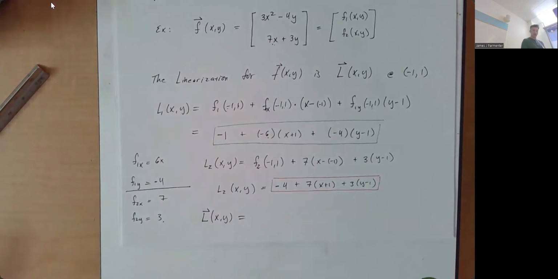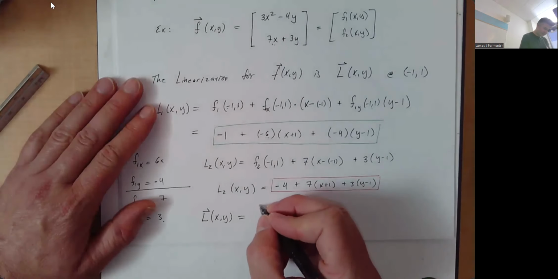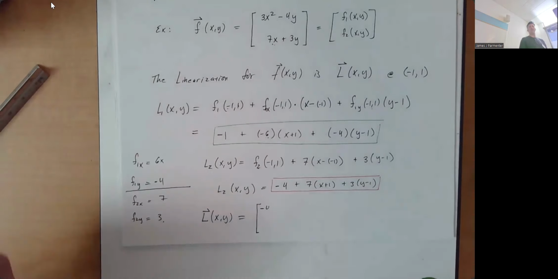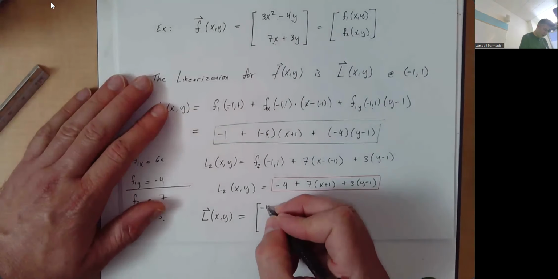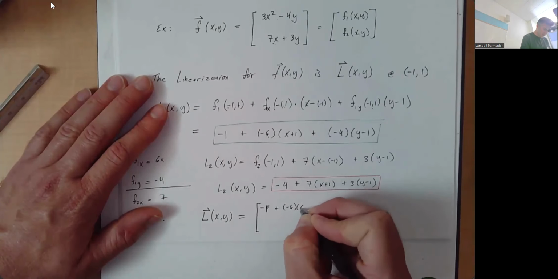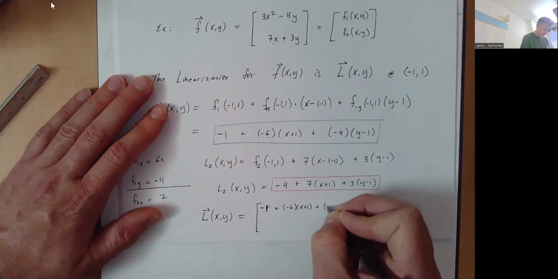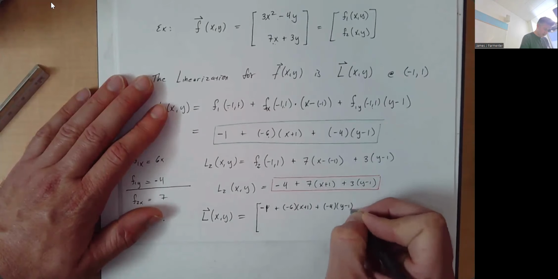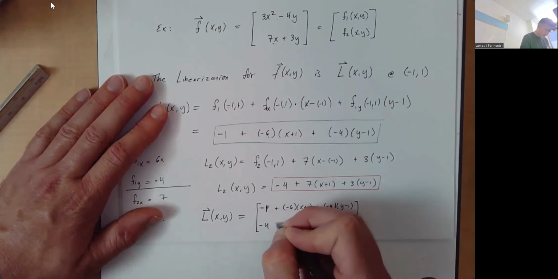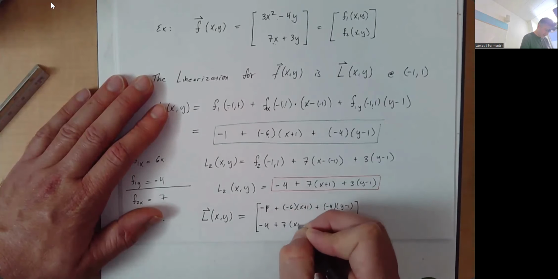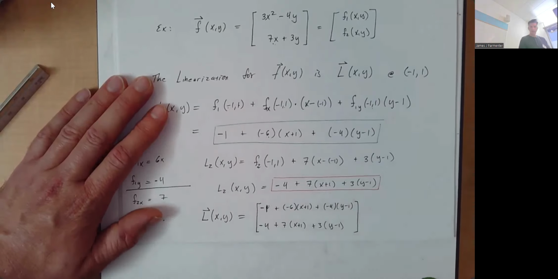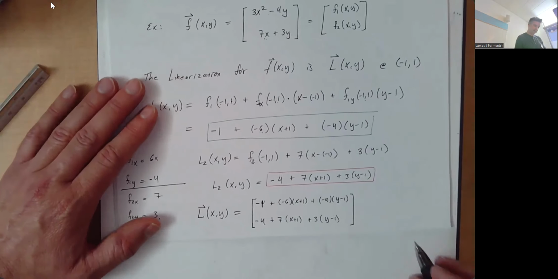So the vector that we're going to write is going to be -4. Oh, geez, I started writing the wrong thing first. Oh my goodness. -1 plus -6 times x plus 1 plus -4 times y minus 1. And the second entry is going to be -4 plus 7 times x plus 1 plus 3 times y minus 1. And I think I can make this fit, so I want to make it fit.